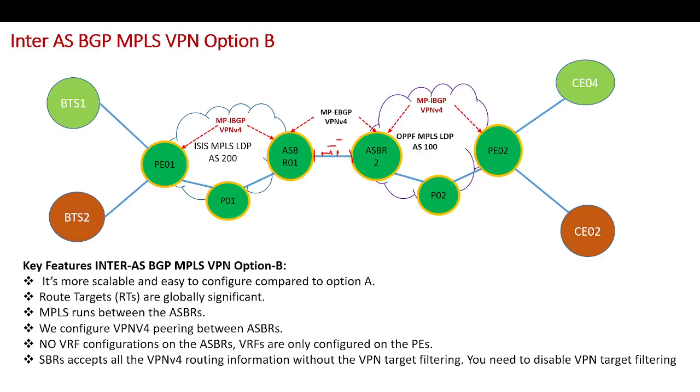One thing to mention is that with option B, route targets are globally significant, and MPLS runs between the SBRs. But the only challenge is that the SBRs will have to accept all the VPNv4 routing information and maintain all the customer routes. So it has to keep all the routes that are coming in through the VPNv4 peering. That also requires a device with high capacity.